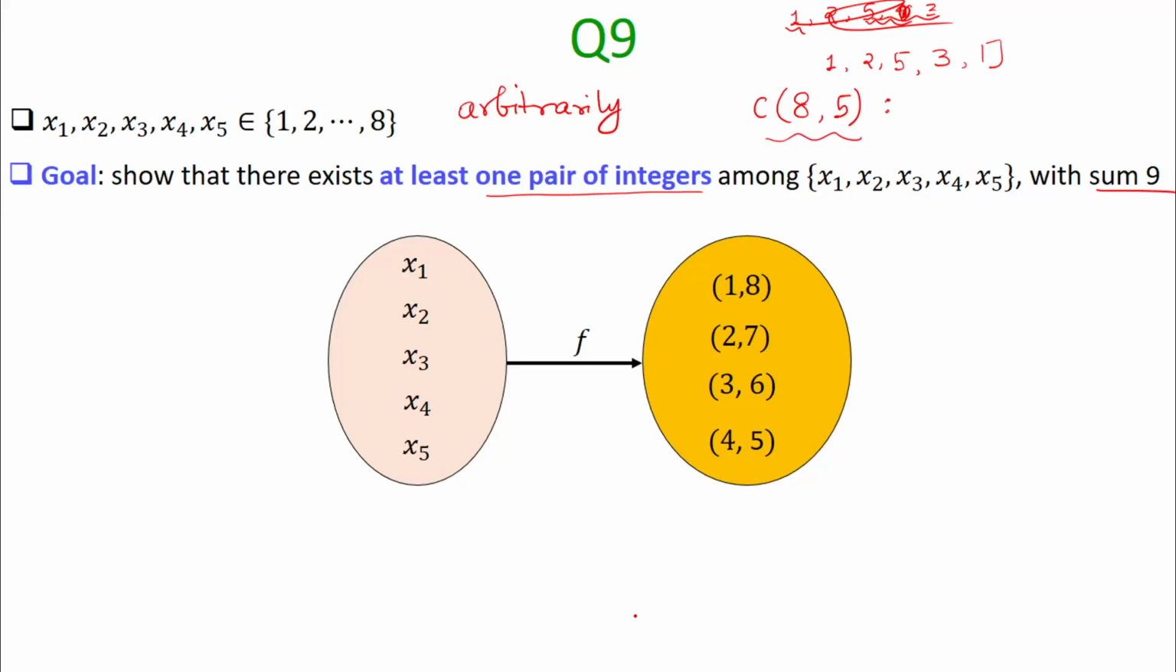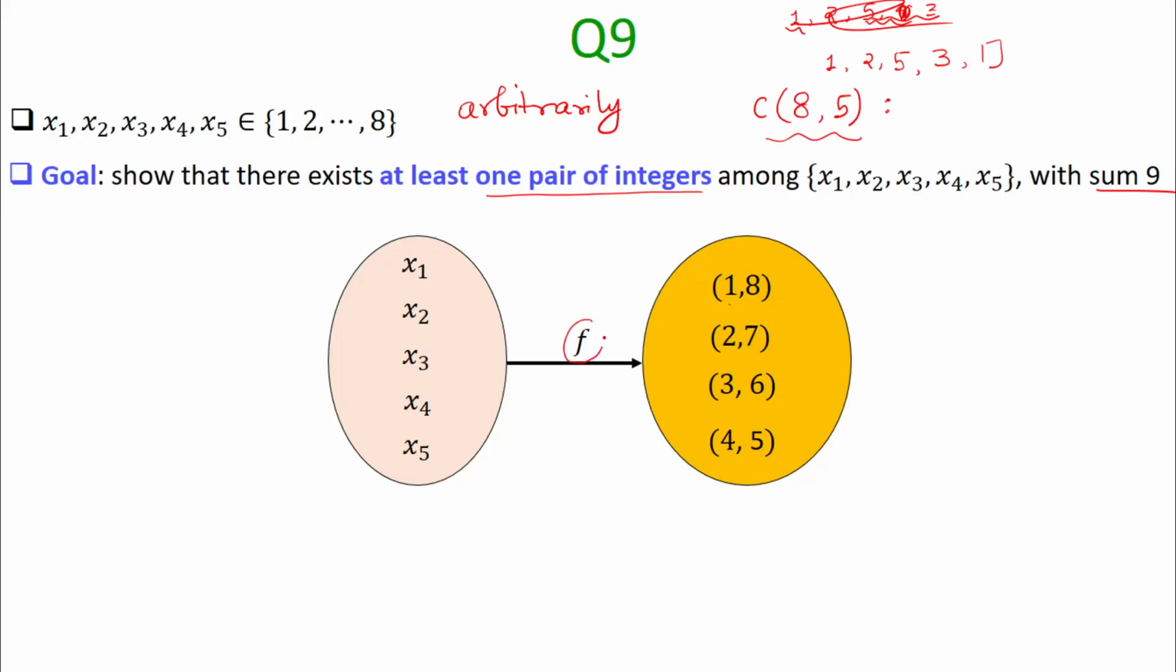So by pigeons, here, are the 5 integers among the numbers 1 to 8 that I am picking arbitrarily, and my holes are the ordered pairs, namely ordered pairs of distinct integers in the set 1 to 8 whose sum will give you 9. So you have either the ordered pair 1, 8, or the ordered pair 2, 7, or the ordered pair 3, 6, or the ordered pair 4, 5, and you don't have any other ordered pair from the set 1 to 8 summing up to 9, right?